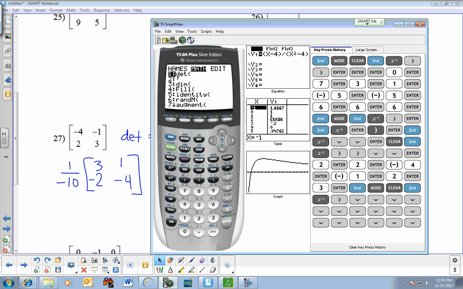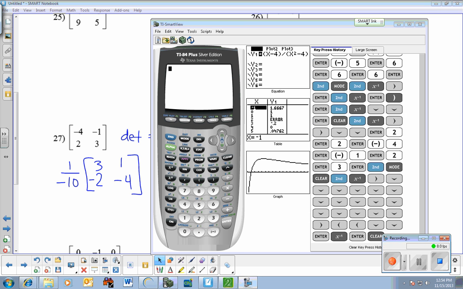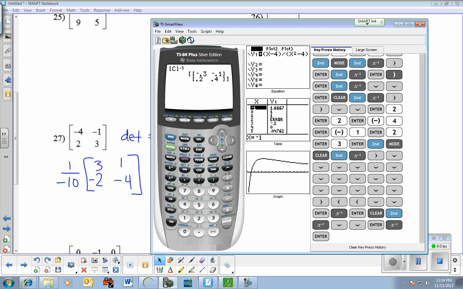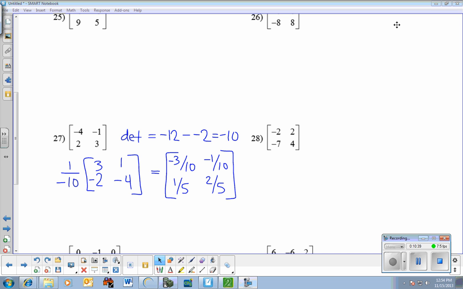Okay, sorry about that. It's not in the matrix menu. To do your inverse matrix on your calculator, just select the matrix C, and then use the inverse button on your main screen, which is the x to the -1 over here on the left side. So we get -0.3, -0.1, 0.2, and 0.4, which are the values that we just found a minute ago.